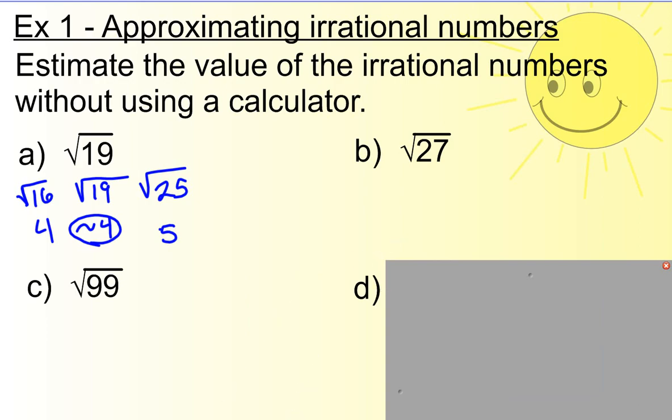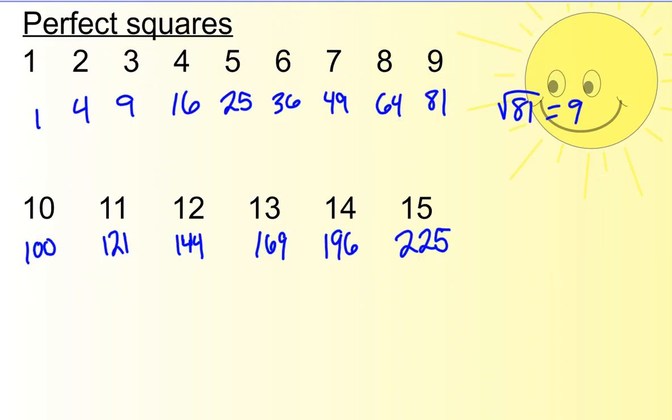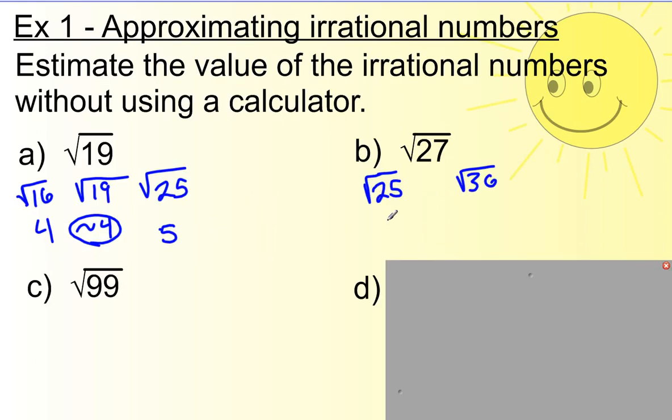This next one, square root of 27. Now, I know this off the top of my head. You may not. The two perfect squares that are around 27 are square root of 25 and square root of 36. 27 will be right in here between 25 and 36. Square root of 25 is 5 and square root of 36 is 6.